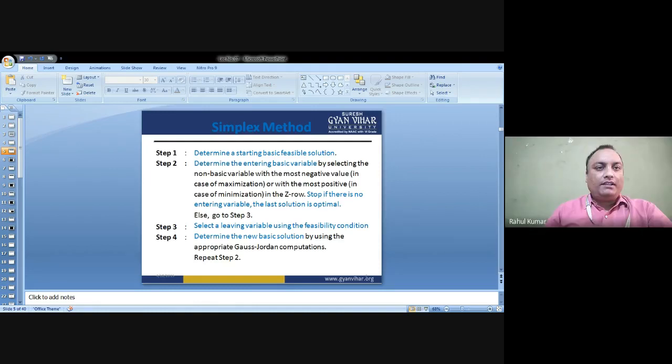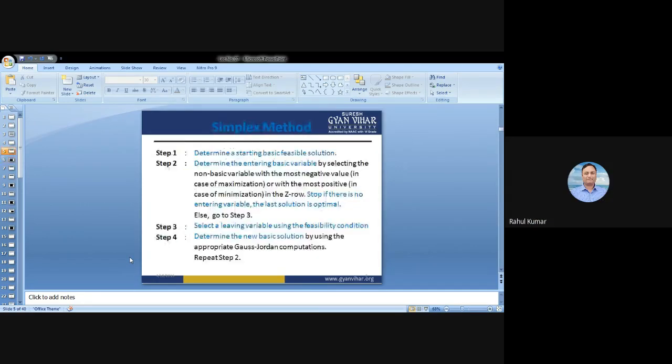And this simplex algorithm or simplex method gives four steps. The first step for this problem is to determine a starting basic feasible solution. First, you determine the starting basic feasible solution, and then move to step number 2.